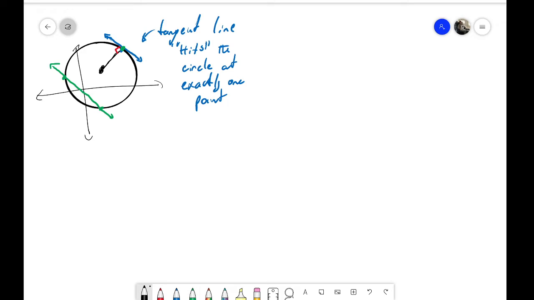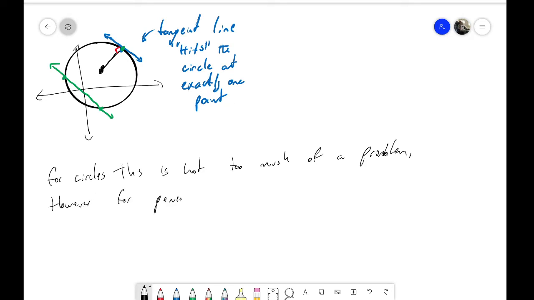Now for circles, this is not a difficult problem to solve. However, for a general curve, the problem is more difficult. So for circles, this is not too much of a problem. However, for general equations or general graphs, this becomes more complicated.